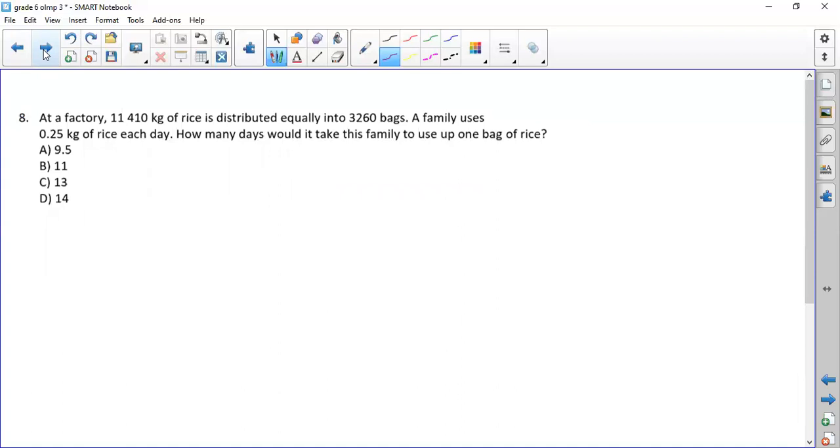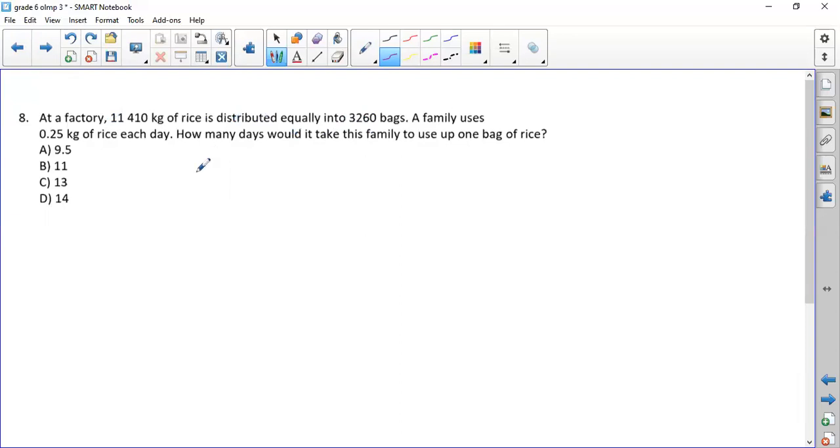At a factory, 11,410 kilograms of rice is distributed equally into 3,260 bags. A family uses 0.25 kilograms of rice each day. How many days would it take this family to use up 1 bag of rice? Okay, I think that this problem is not so difficult for you. So this rice is distributed among how many bags? 3,260 bags. Okay, so first of all, I have to find how much rice is in 1 bag.